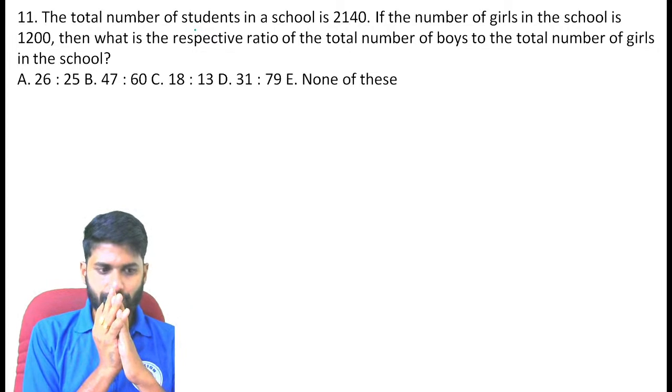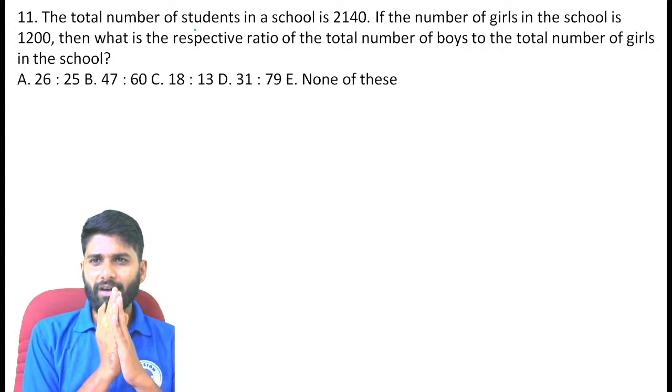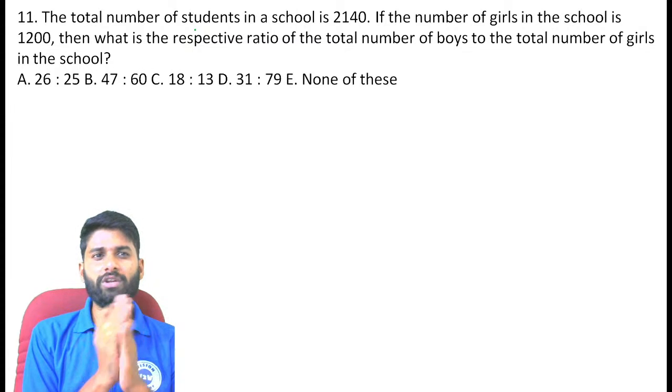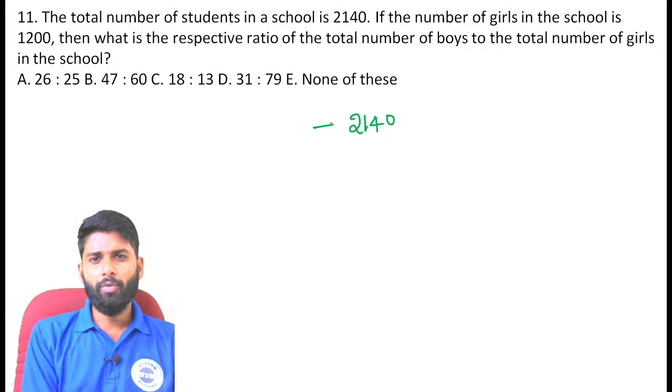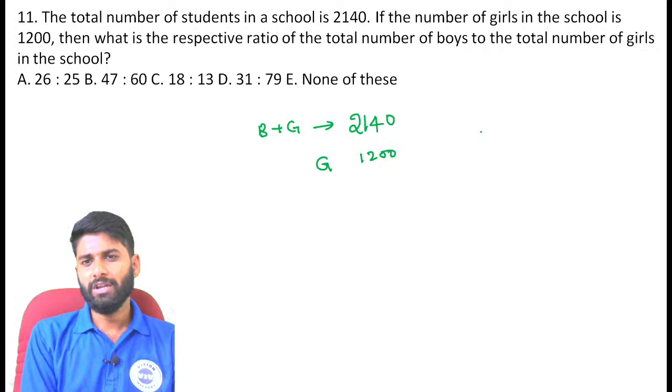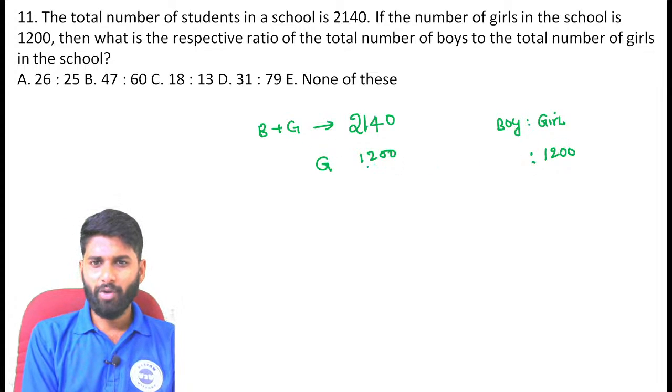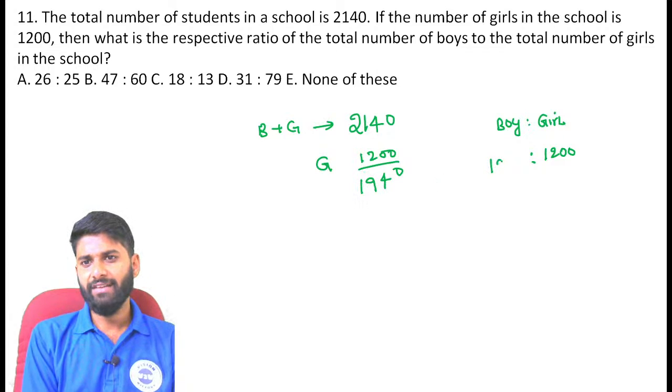The total number of students in a school is 2140. If the number of girls in the school is 1200, then what is the respective ratio of the total number of boys to the total number of girls in that school? This is the basic one. The total number of students is 2140. It is a combination of boys and girls. The total number of girls is 1200. Now we need to find the ratio of boys to girls. The number of girls is exactly 1200. For the number of boys, we subtract, 0, 4, and here 11 minus 2 is equal to 9, 940.